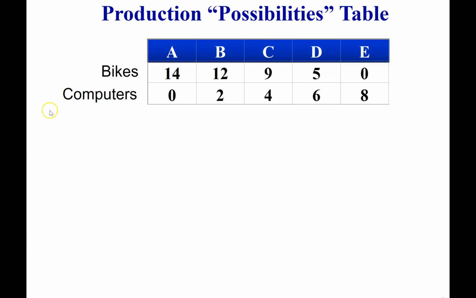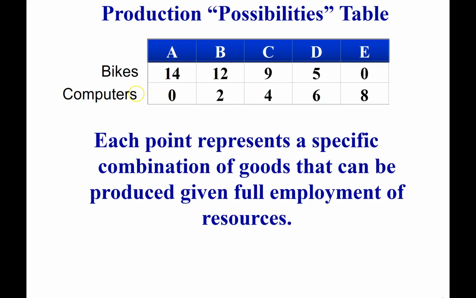So here you've got bikes and computers. If this nation uses all of its resources to produce bikes, it can produce 14 bikes, but it cannot produce any computers. And if they use all of their resources here, they could produce 8 computers, but no bikes. B, C, and D are points in which they can have a combination of production. All of this assumes that they're using all of their resources fully. So each point then represents a specific combination of goods that can be produced.